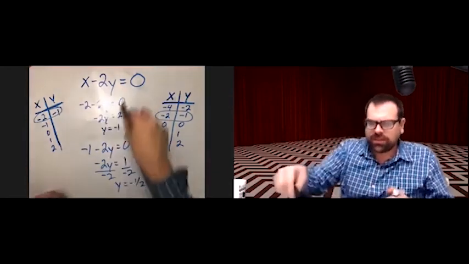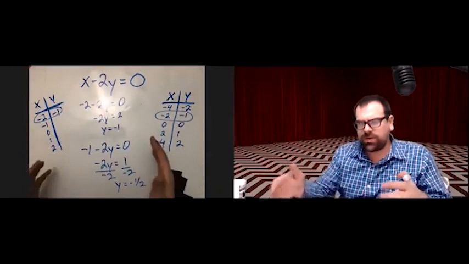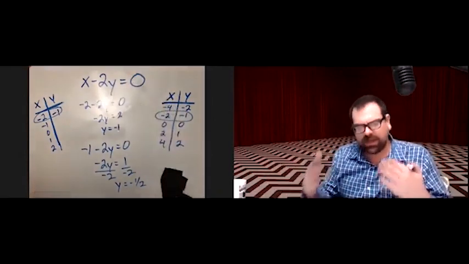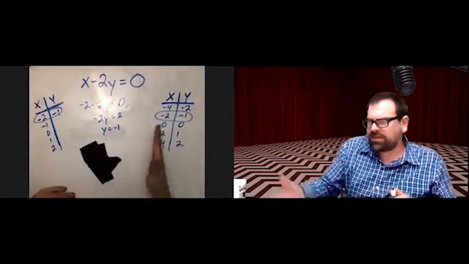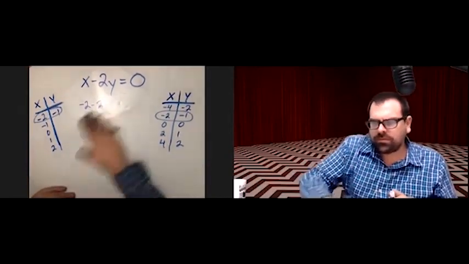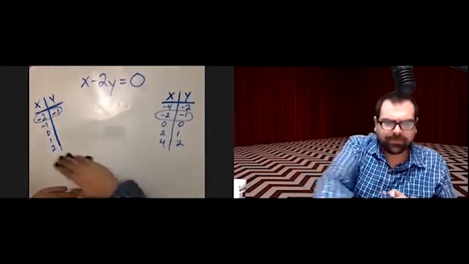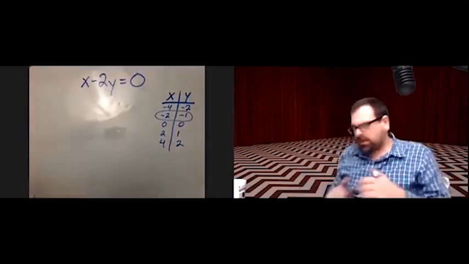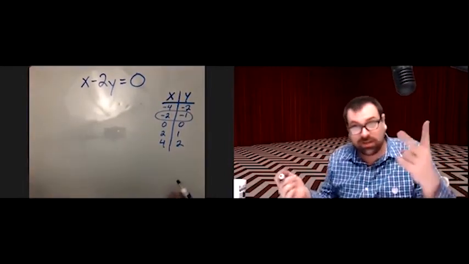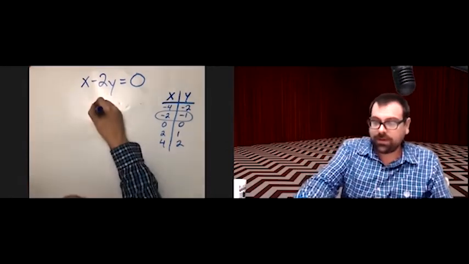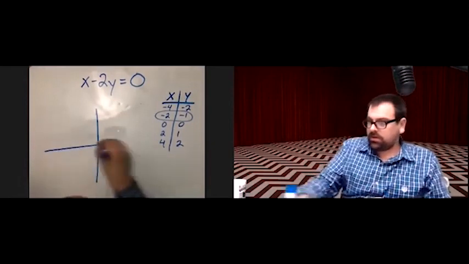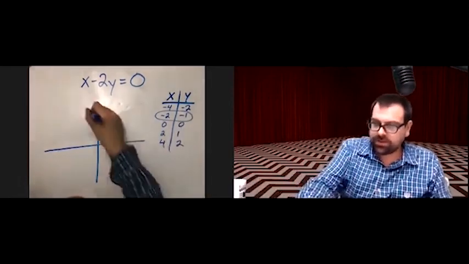So by solving this equation for y first, when it was still in terms of x, it kind of gave us a clue of what kind of x would give us whole number y's. But really, to draw a line, you only need 2 points. 2 points are enough to make up a line. But let's plot all 5 of these.